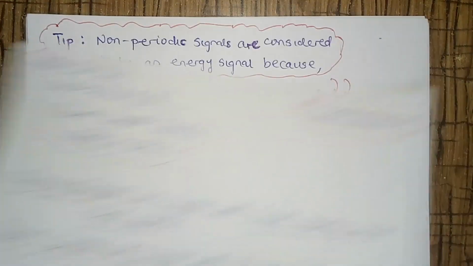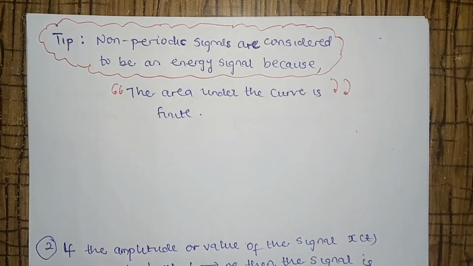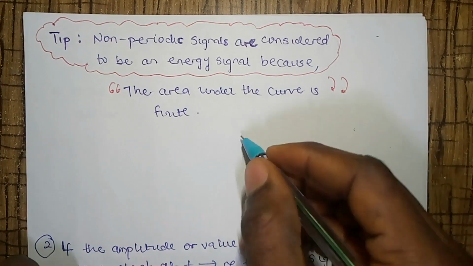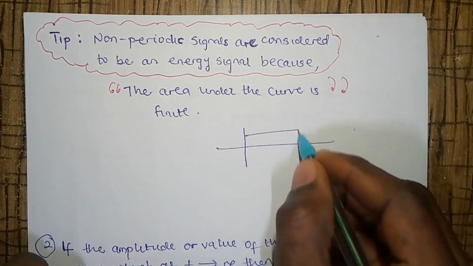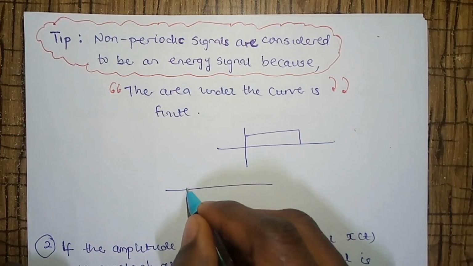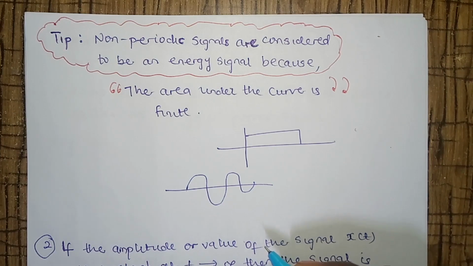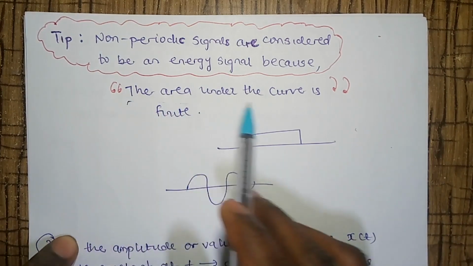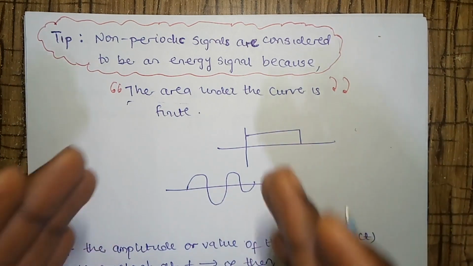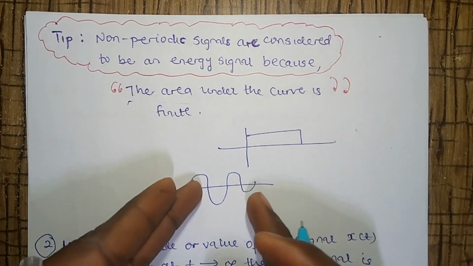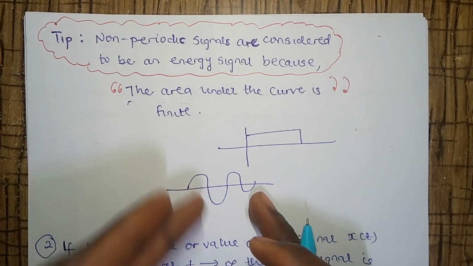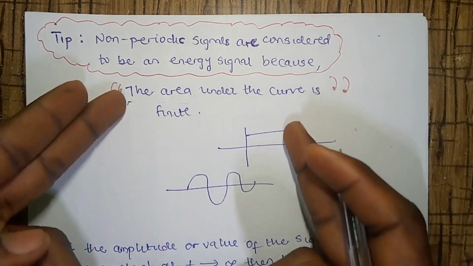The next tip is that any non-periodic signal is considered to be an energy signal. What do I mean by a non-periodic signal? Any signal that has a shape like this, not periodic, unlike a sine wave that keeps going, is said to be a non-periodic or aperiodic signal. For an aperiodic signal, the concept is that the area under the curve is finite, so at some point we can demarcate and find a value. But for a periodic signal, it keeps going to infinity.